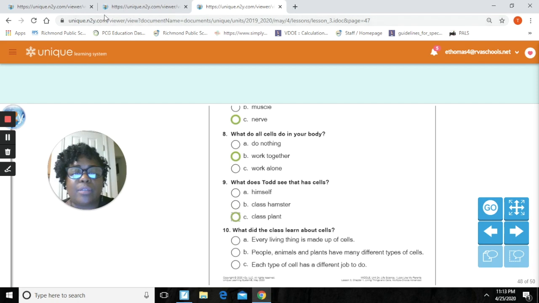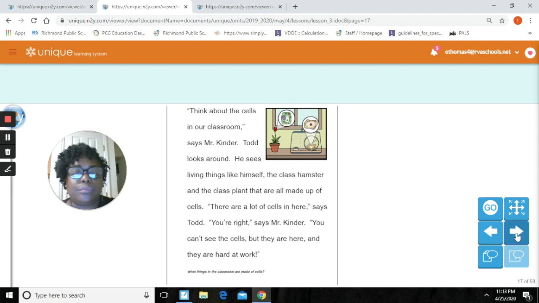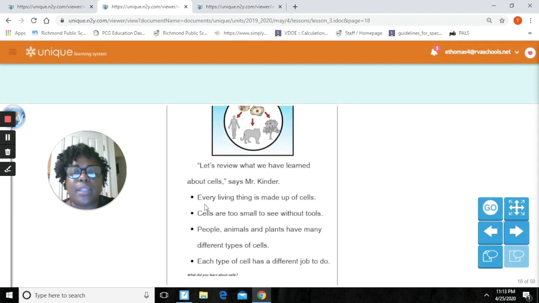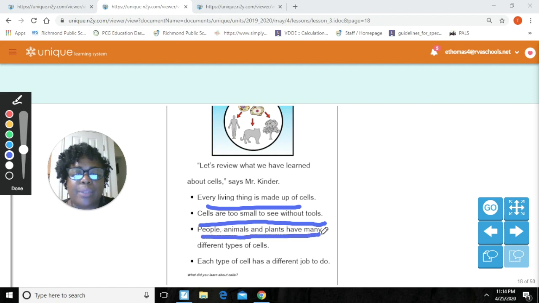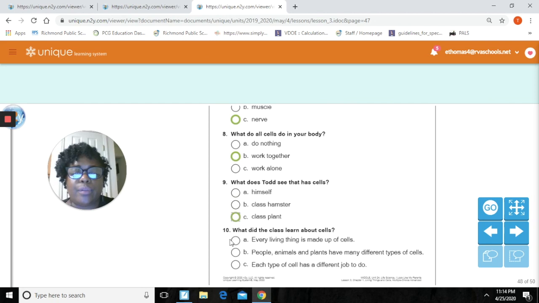Well, let's go back over here to our story. And if you see here, it says every living thing is made up of cells, right? Cells are too small to see without tools. People, animals, and plants have many different types of cells, and each cell has a different job to do, right? So let's go back over here, and we can select all of that. If you said that, you were correct. Okay.